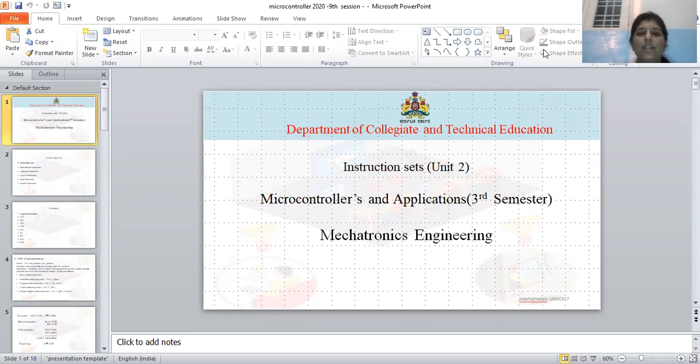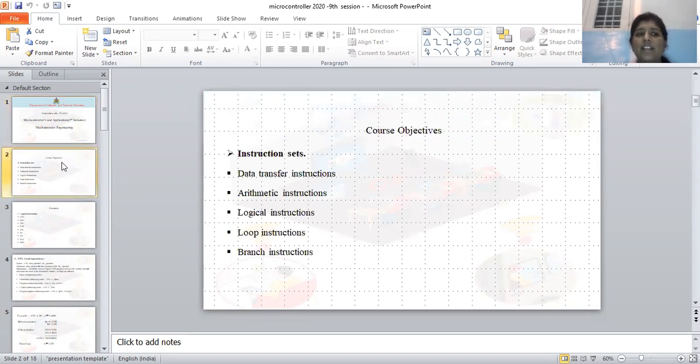Today we'll discuss the instruction sets of the microcontroller and applications. The instruction sets of the 8051 microcontroller are data transfer instructions, arithmetic instructions, logical instructions, loop instructions, and branch instructions.